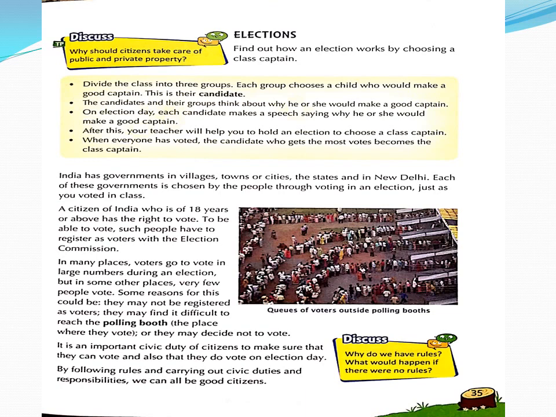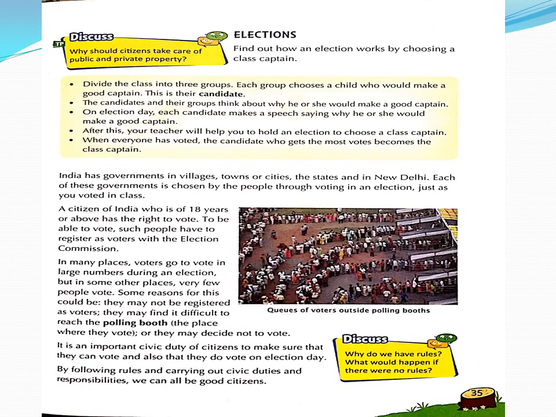Follow the steps. Divide the class into 3 groups. Each group chooses a child who would make a good captain. So there will be an election in each group. They will choose a child whom they think can be a good captain.